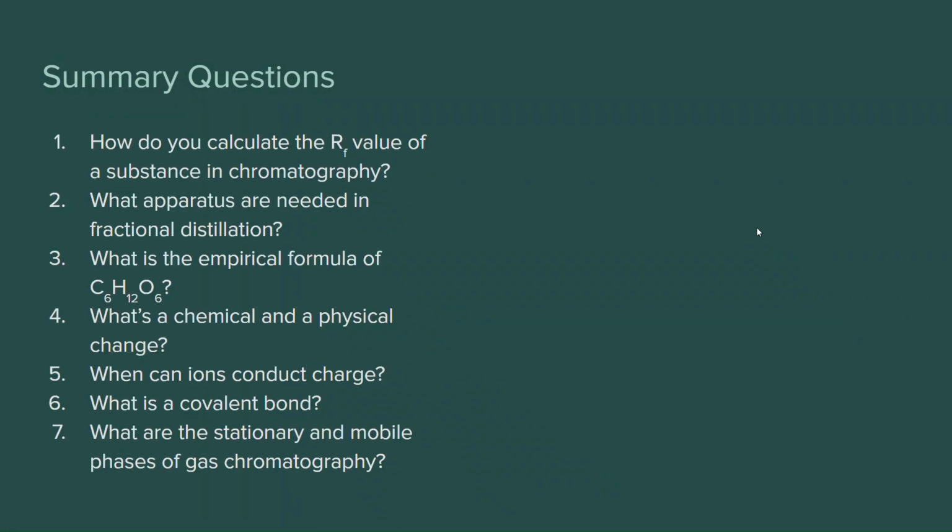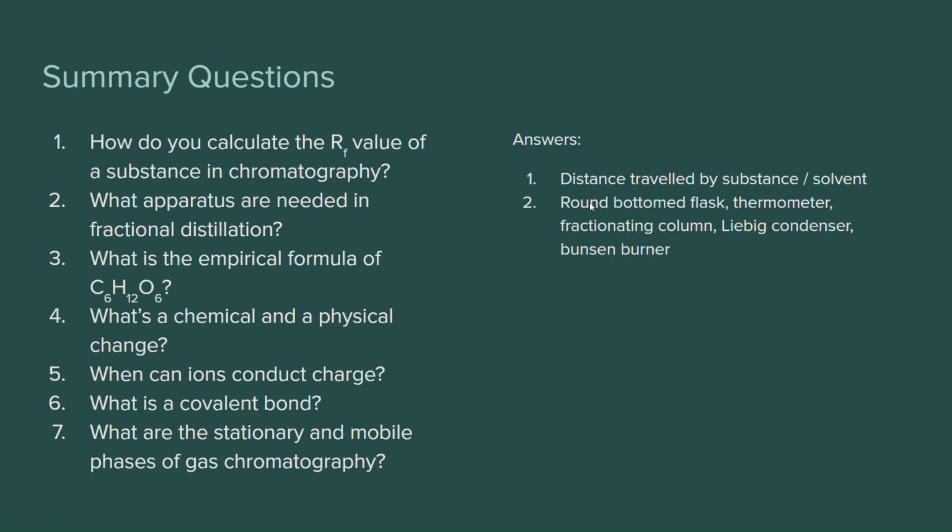So, summary questions. 1. How do you calculate the RF value of a substance in chromatography? It's distance traveled by substance over distance traveled by solvent. What apparatus is needed in fractional distillation? You need a round bottom flask, a thermometer, a fractionating column, a condenser, and a Bunsen burner. What's the empirical formula of C6H12O6, glucose?